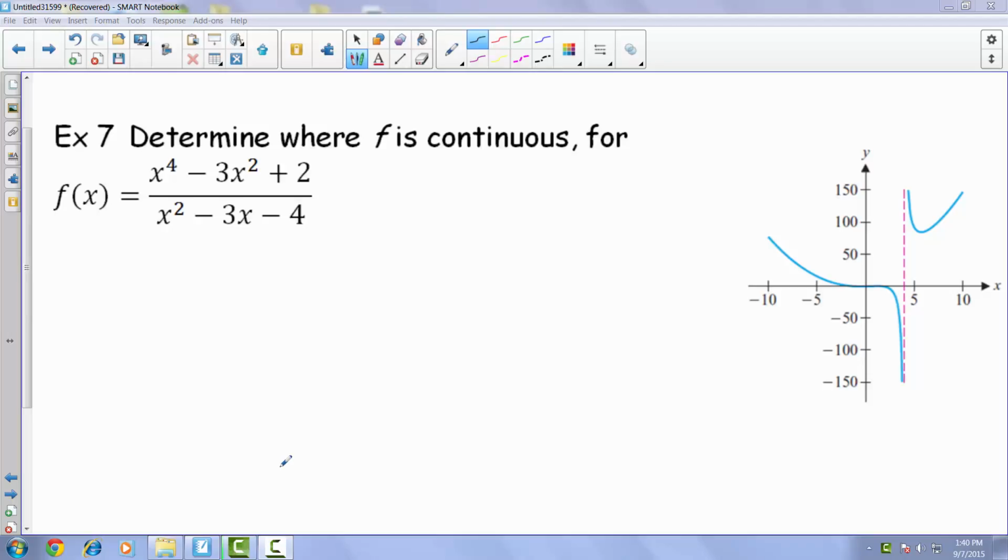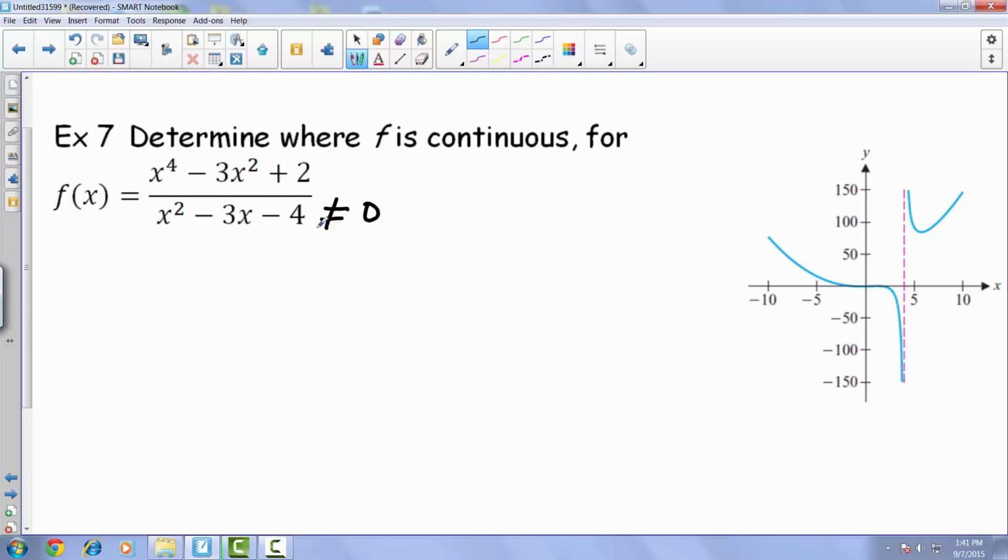Here we are at example 7 from our 1.4 set of notes. We're asked to determine where, in fact, this function is continuous. And we see that we have a rational function, and here is, in fact, the graph along with that. Now, as we talked about from example 6, you cannot have the bottom equal to 0. Each individual piece is continuous, and when you take the collective, that is also continuous, likewise with this division symbol.